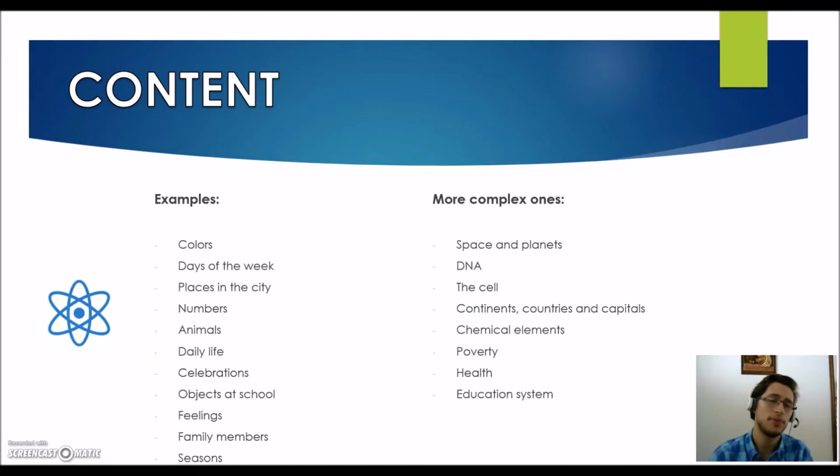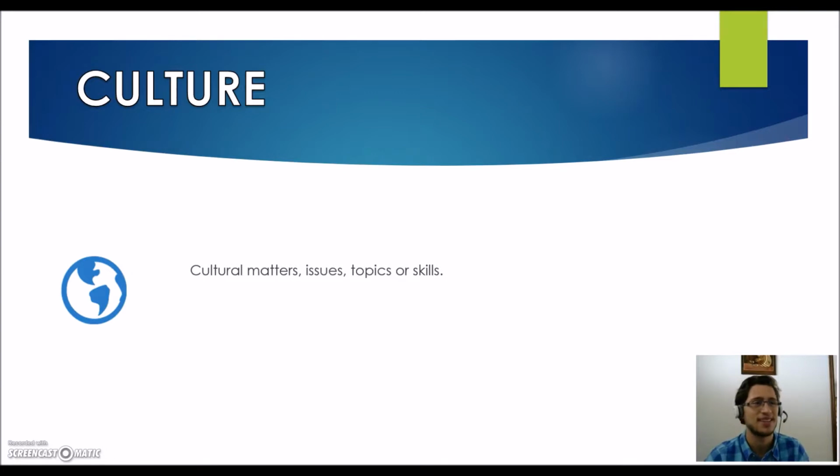They can be more simple because we also have students in preschool and primary school, so topics for them are going to be days of the week, places in the city, numbers. Those are topics that students need to learn, and they are not related to language. So these are contents. How does that sound? It's fantastic, isn't it? Okay.